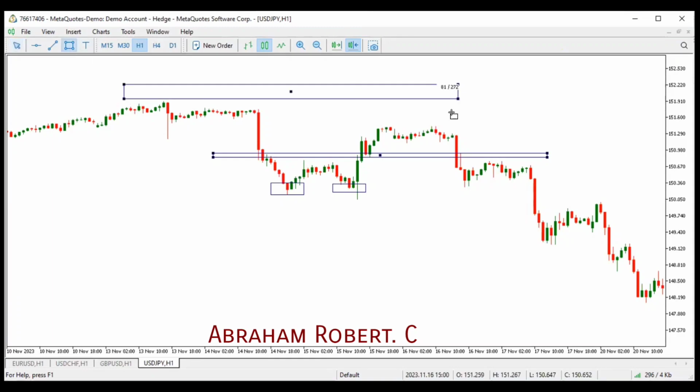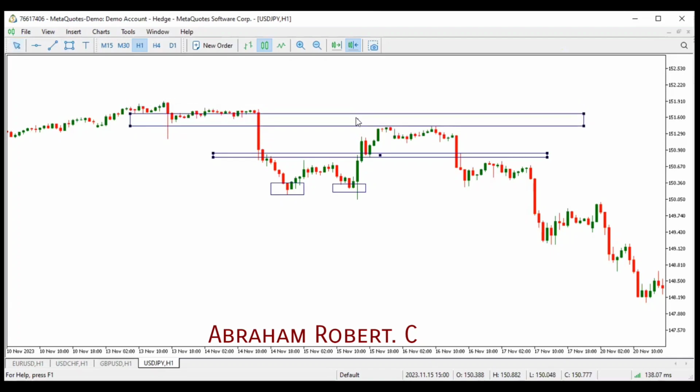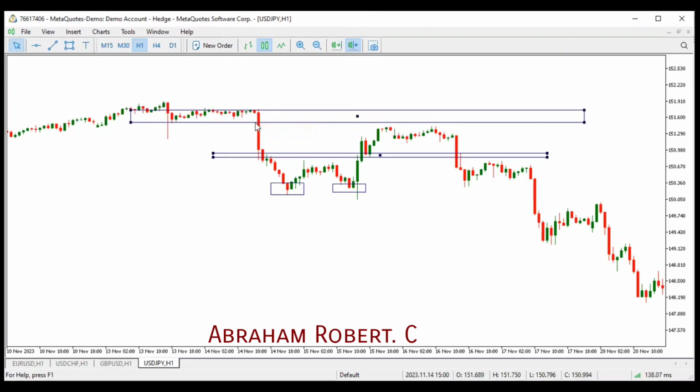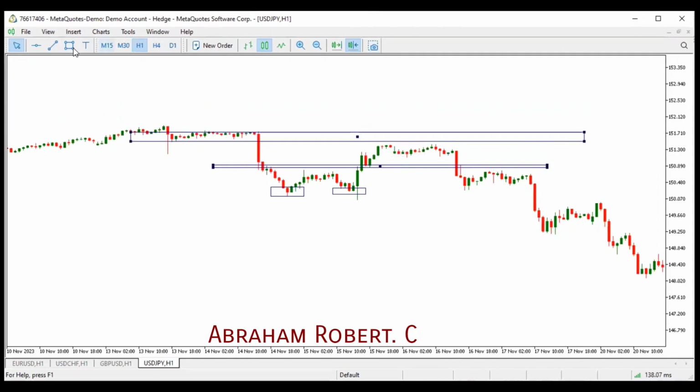Now, if you look at this level, you can see why the market reversed. This candlestick alone, this big bearish candle, is enough reason not to have taken this trade at this level. It would have been better if the trade was taken at the top of this resistance level.